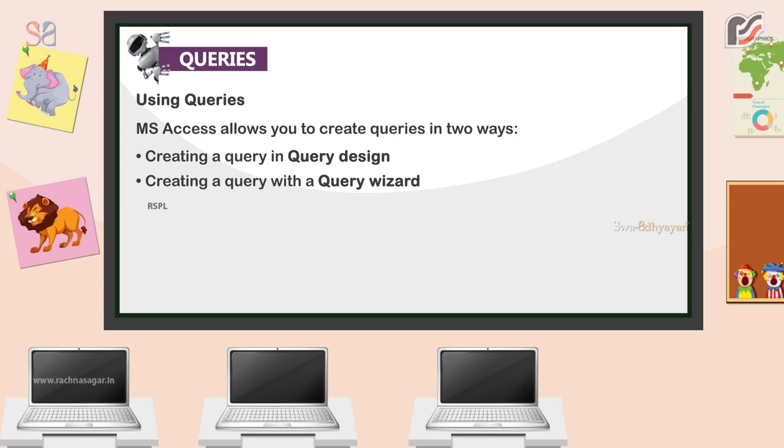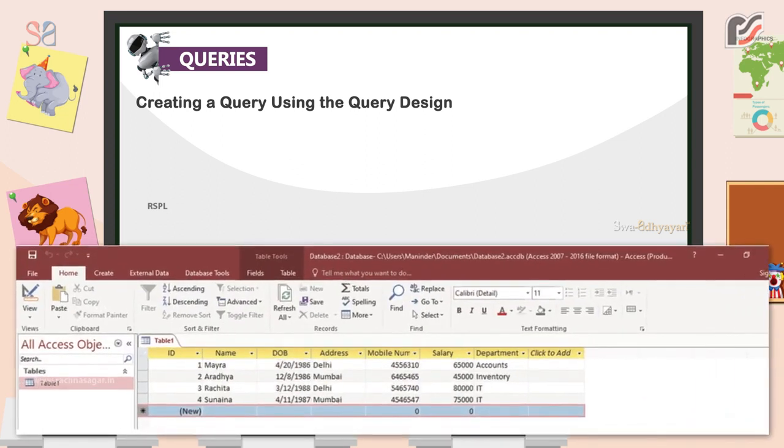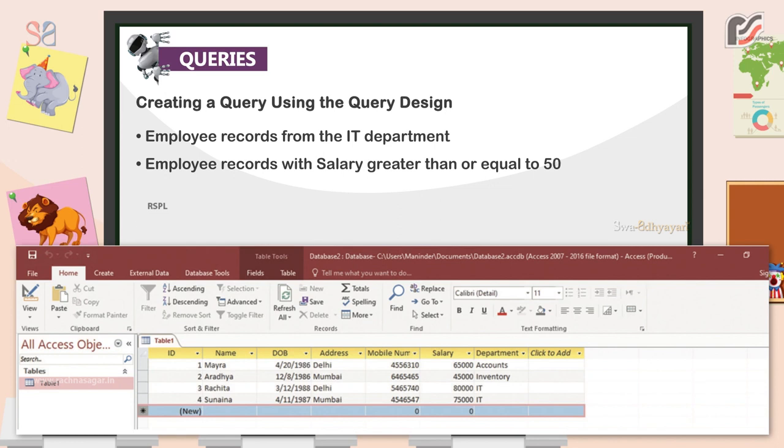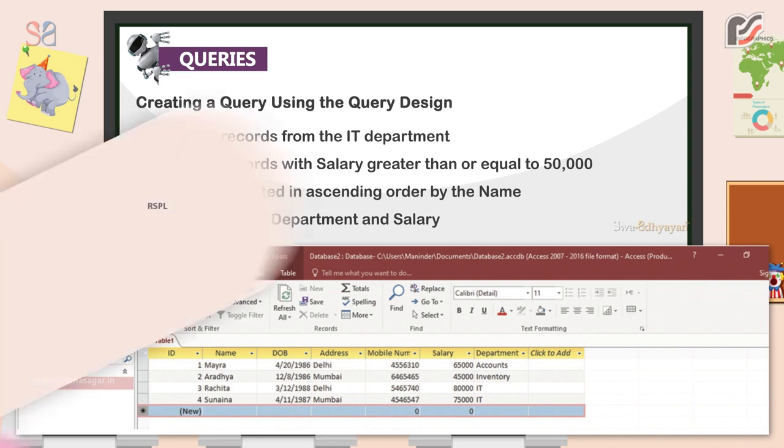Let's see how we can create a query using the query design. Consider the employee table given below. Let's design a query to display employees' records from the IT department, employees' records with salary greater than or equal to 50,000, the records sorted in ascending order by the name, and the fields name, department, and salary. Let's create a query for the above conditions now.